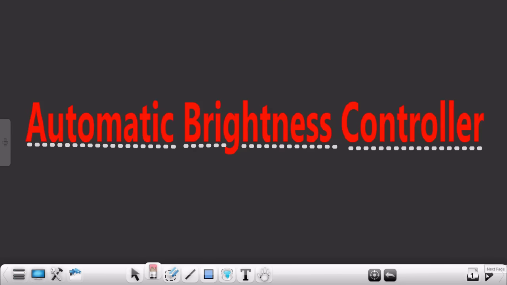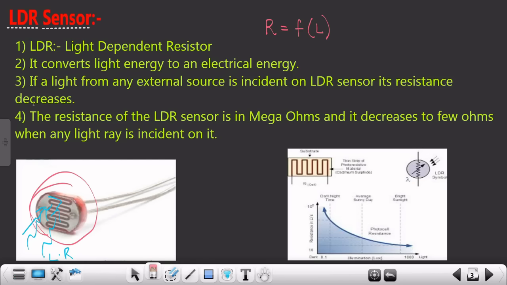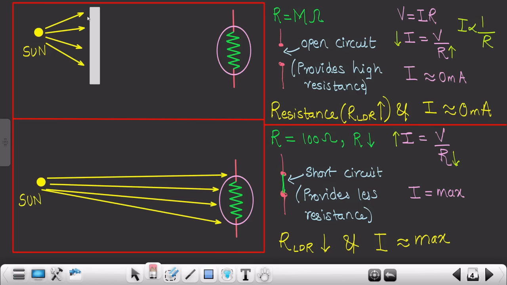So this is your automatic brightness controller, this is your sensor, this is your block diagram. This sensor converts light energy into electrical energy, and then it is fed to this particular BJT, and we are operating this BJT as a switch, and then the output is given with the help of the LED. Then we had seen the LDR sensor. The full form of LDR is light dependent resistor.